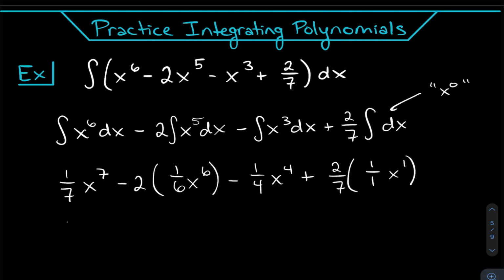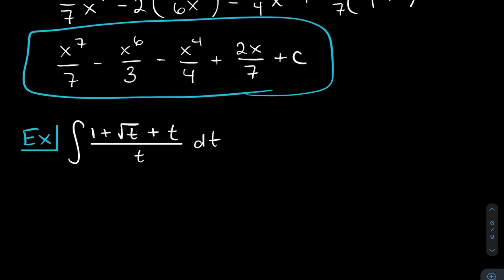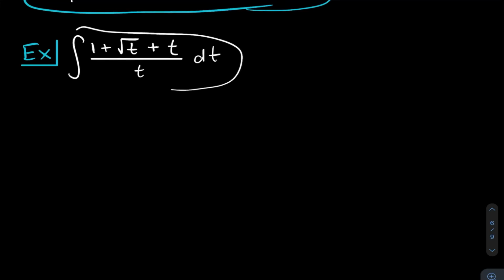So let's simplify this a little bit. I'm just going to write it like I like to see it. x to the 7th over 7 minus, we have a 2 times 1/6, that's going to be a 1/3. So we get x to the 6th over 3. And this has got to get a plus c. Don't forget your plus c's. Minus x to the 4th over 4 plus 2 over 7x, so 2x over 7. And that's got to have a plus c. Okay? So that's all fine and dandy, but what if we had an integral that looked like this?